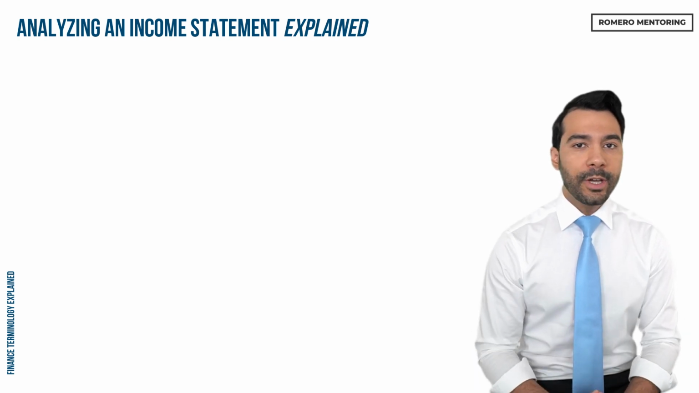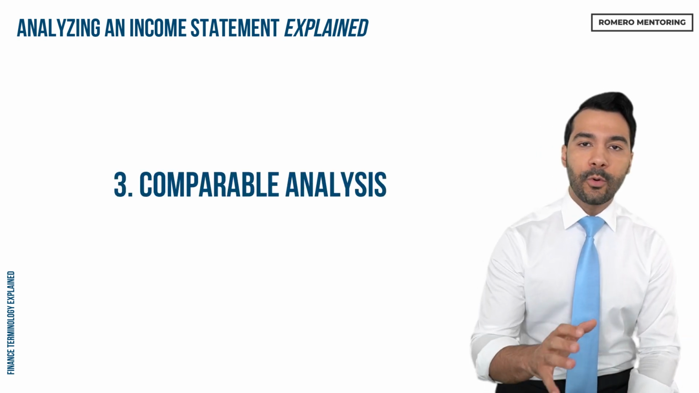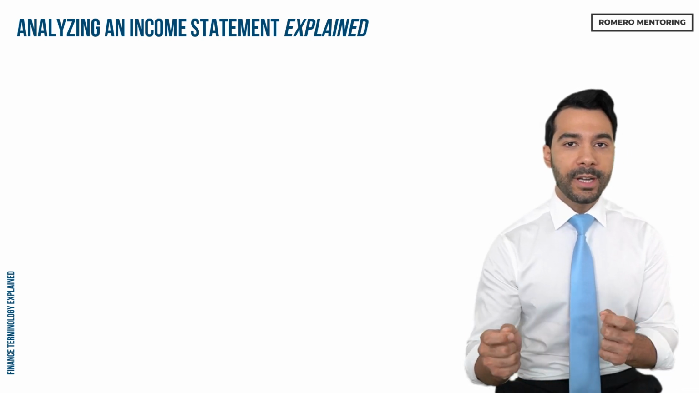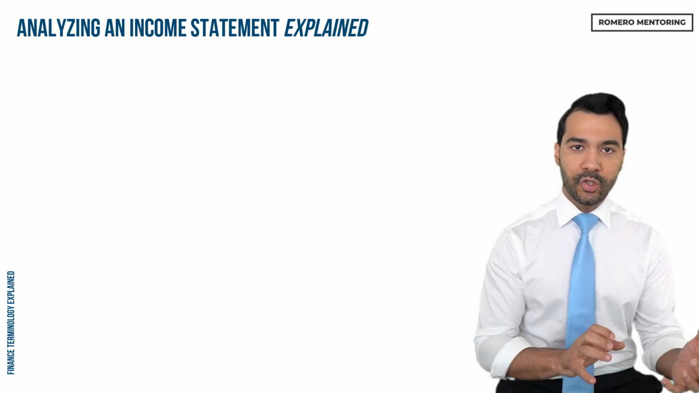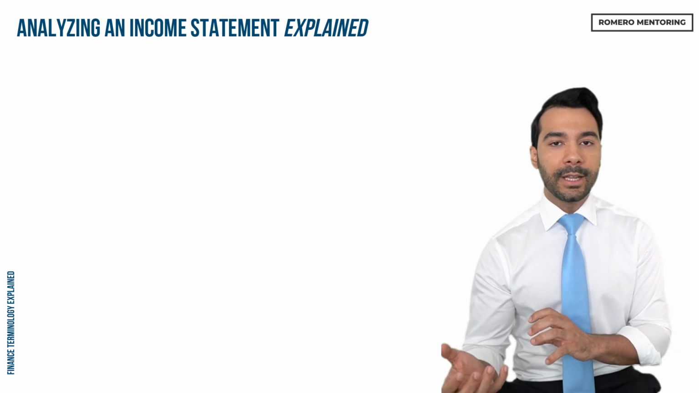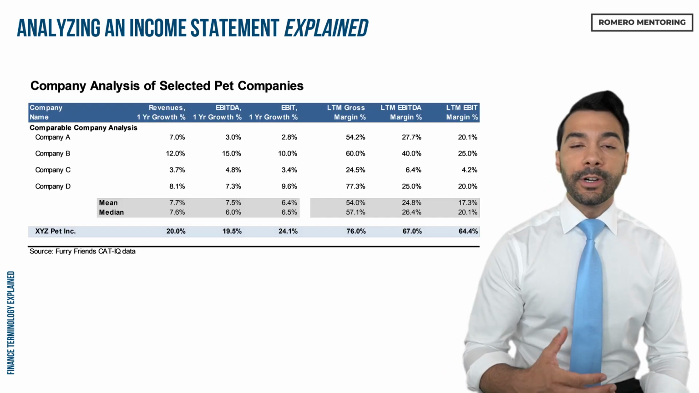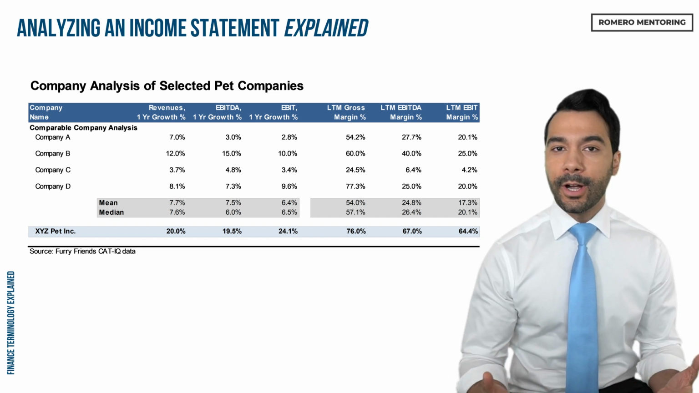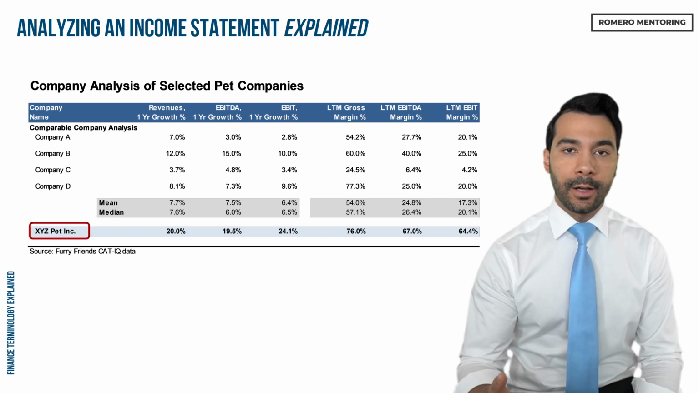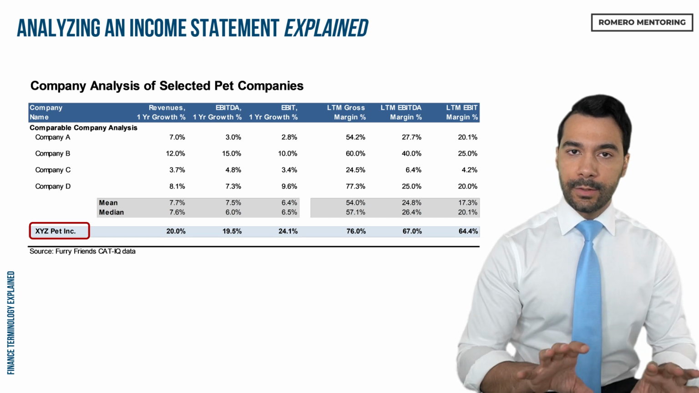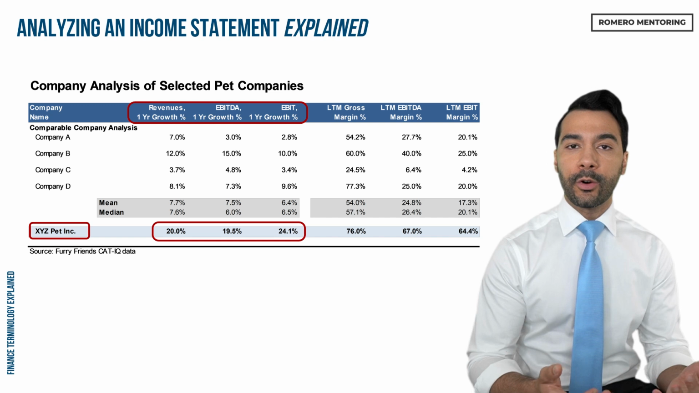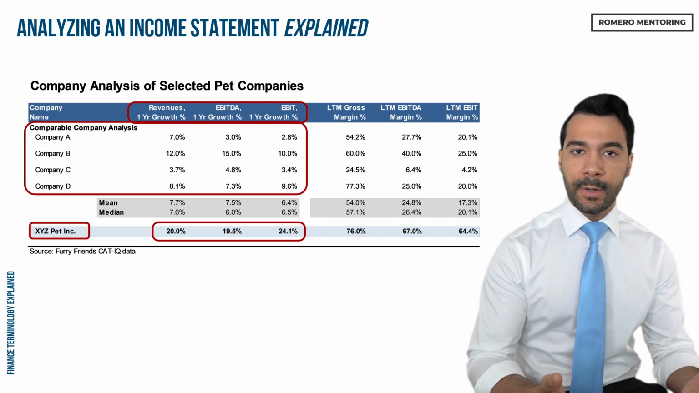Now, if we look at step number 3, comparable analysis, you're going to see that we can compare our company's operating performance from a revenue standpoint and from a profitability standpoint. So here we're illustrating the comparable analysis of our hypothetical company, XYZ Pet Inc. We're breaking this down into components. The first one is illustrating the growth rate of our company relative to its peers.